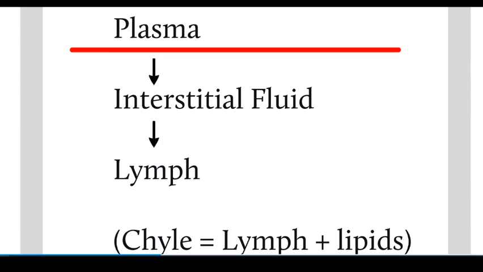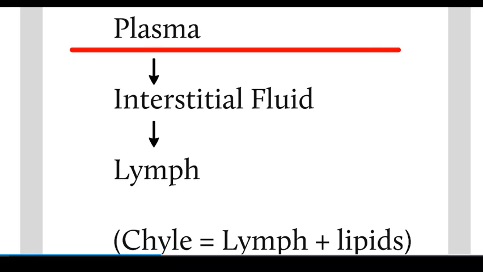Now, in considering the water movement from the blood into the tissues, it's important to think about what we call the fluid that contains the water. When it's in the blood, we call that plasma. When it moves out of the blood, it's interstitial fluid. And when it moves into the lymphatic system, it's lymph or lymphatic fluid.